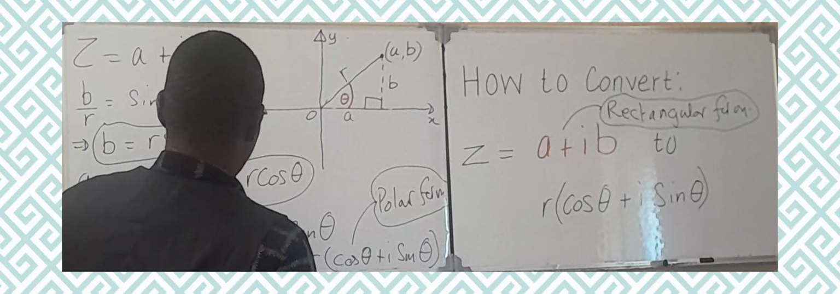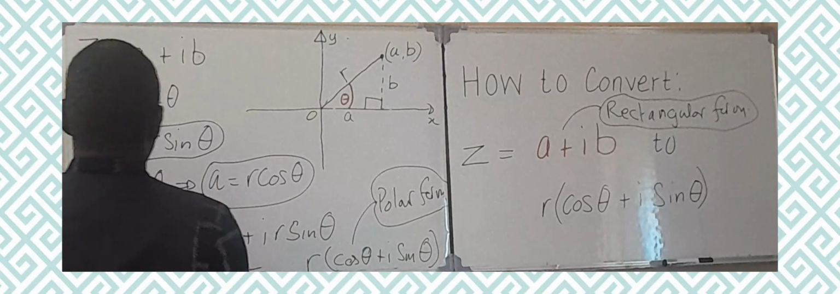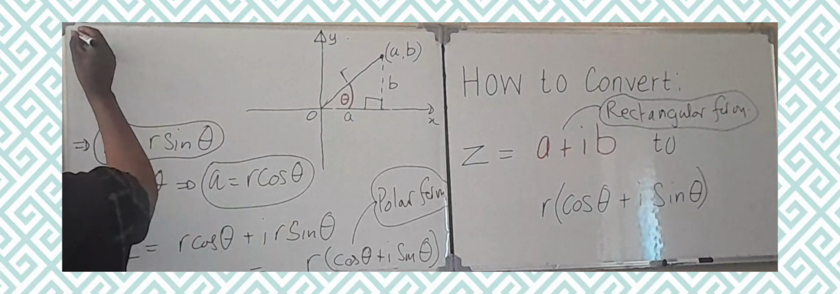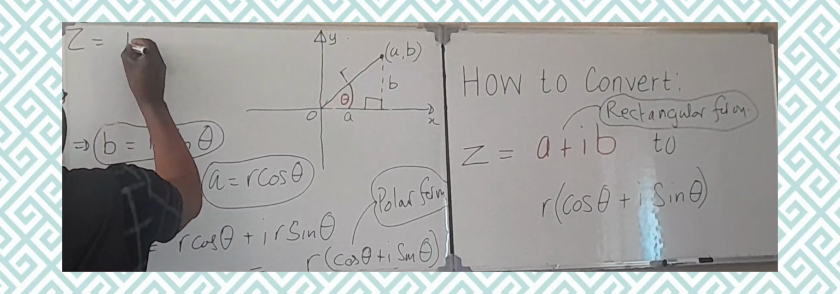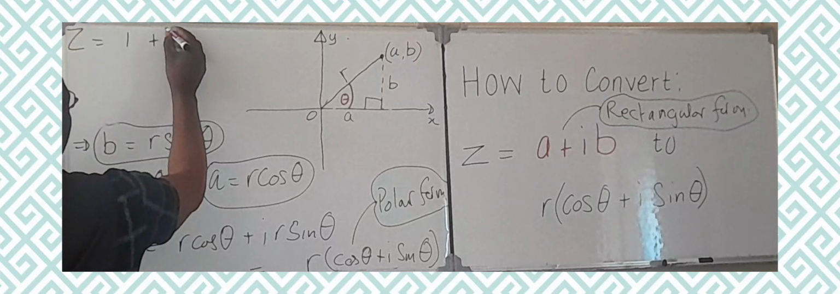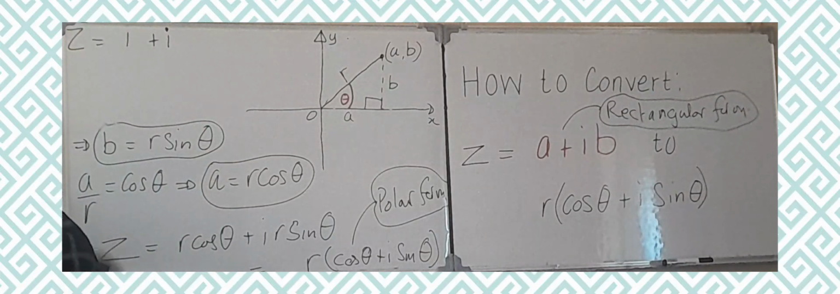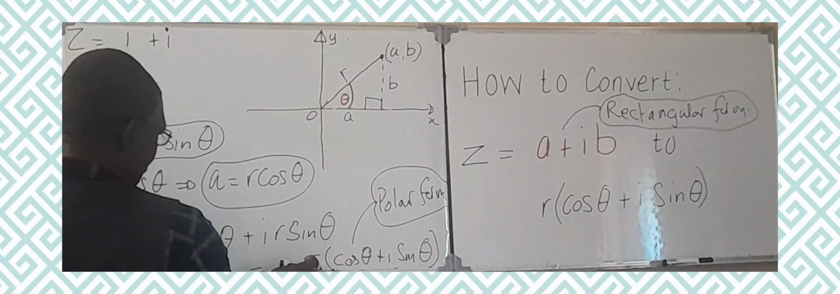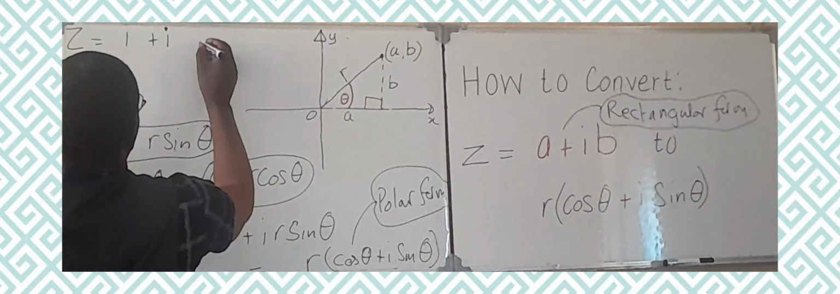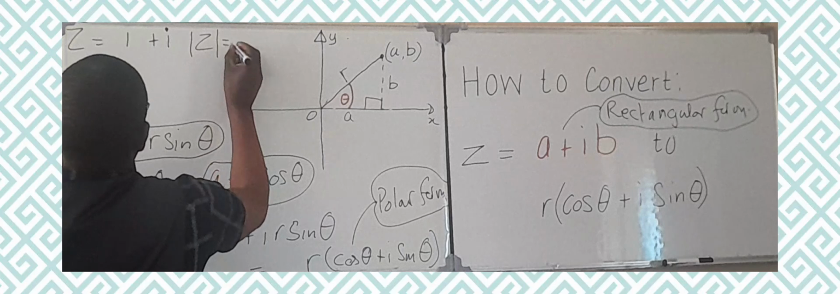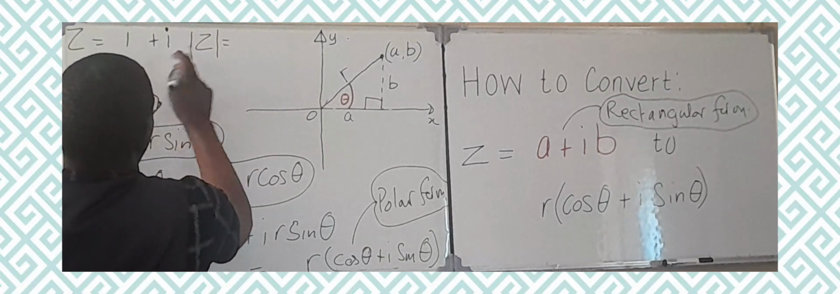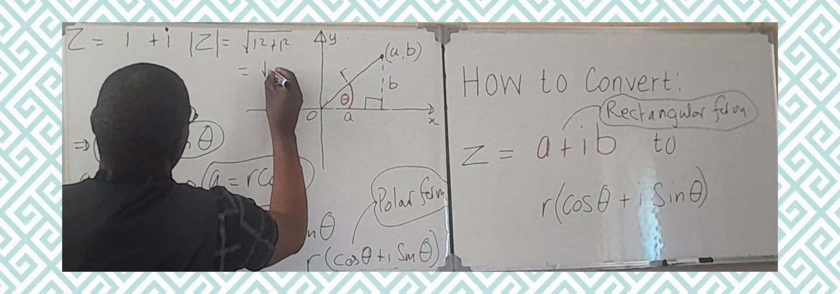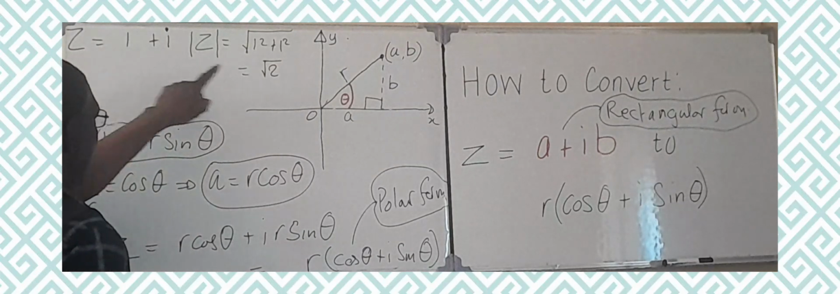Let's take a simple and straightforward example before we leave. Let us suppose now that our z is equal to, let's say, 1 plus i. So this is in rectangular form. I want to get it to this form. First of all, I need r, which is the modulus of the complex number. So the modulus of z is equal to the square root of 1 squared plus 1 squared, which is equal to the root of 2. So modulus of z is equal to root of 2.